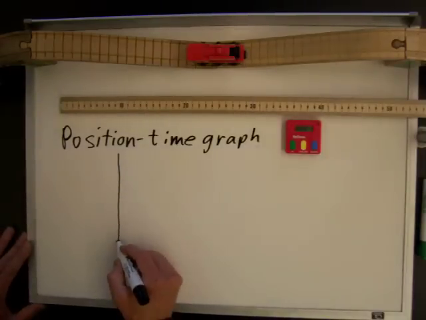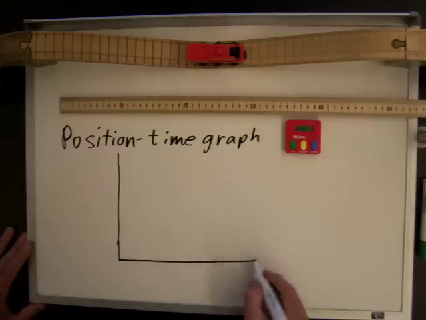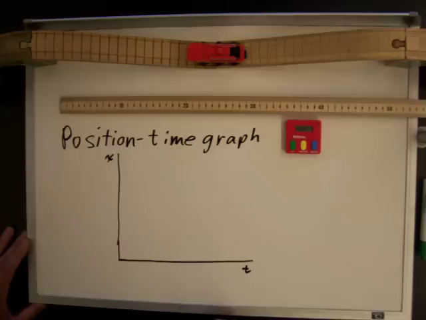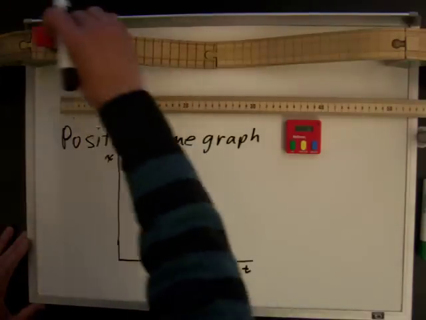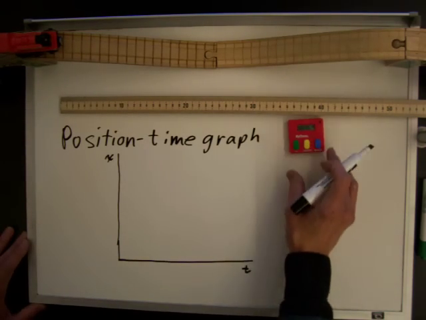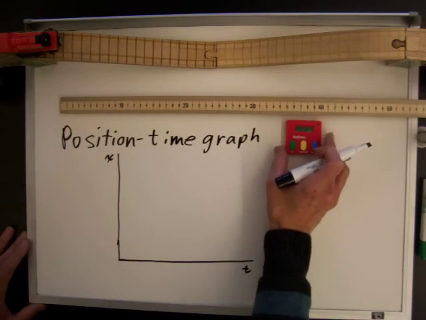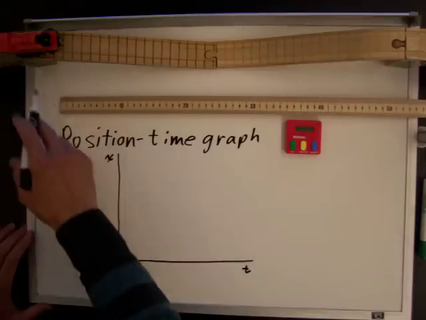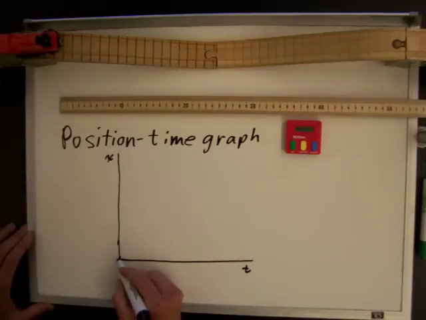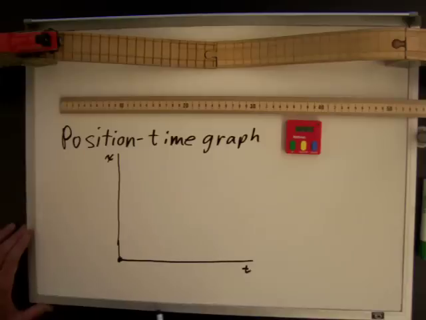Well, first, for the position time graph, I'm going to do position versus time. Position's on the vertical axis, time's on the horizontal axis. And I start the train at time 0. The time is reading 0 when I start it. And it starts at a position which is 0. Okay, I did that just to make it easy for myself. So there's my 0 position time.